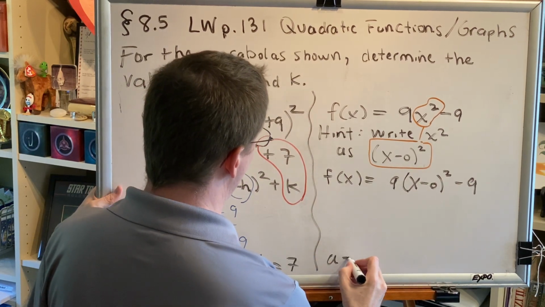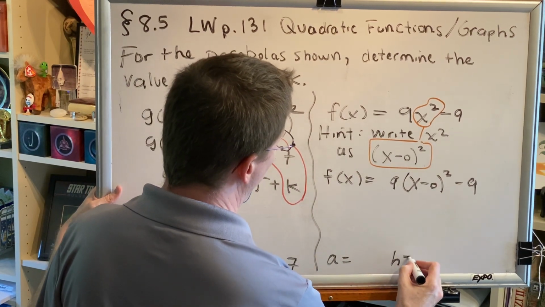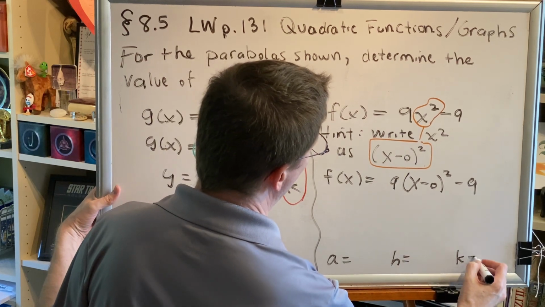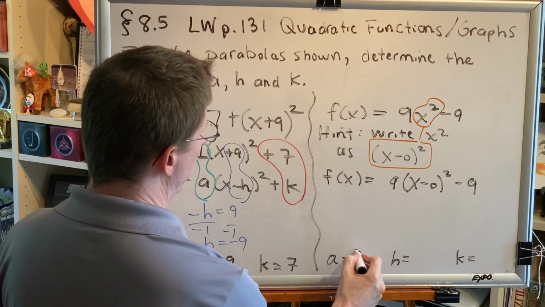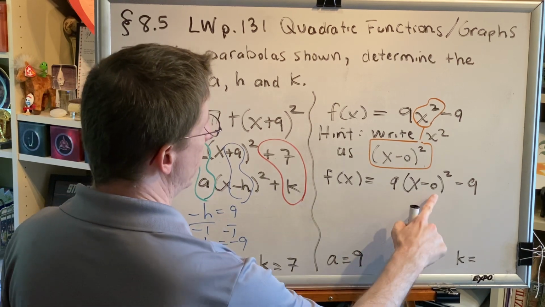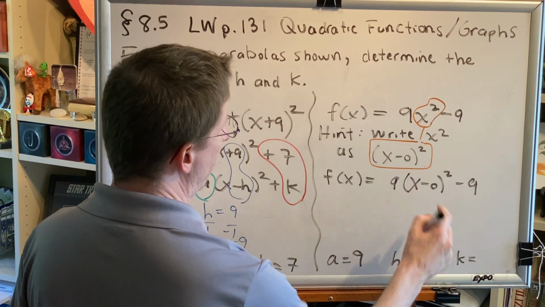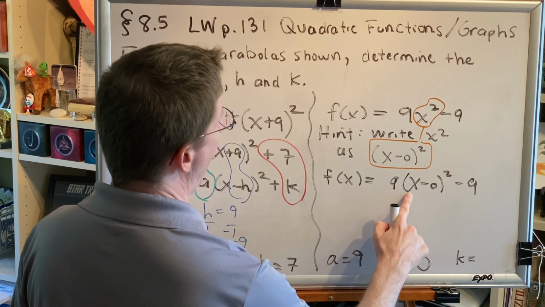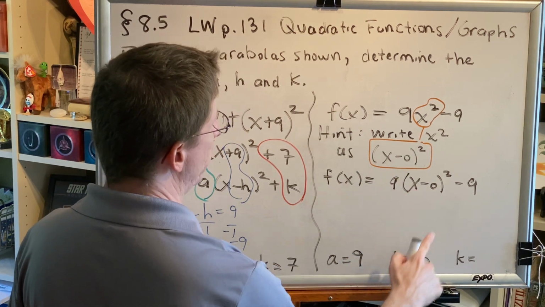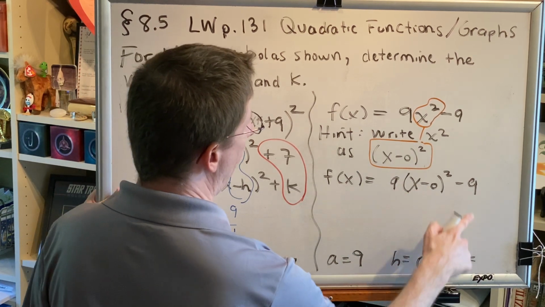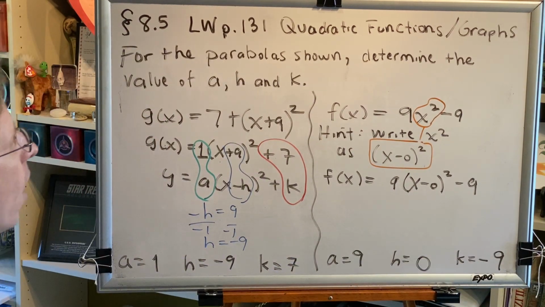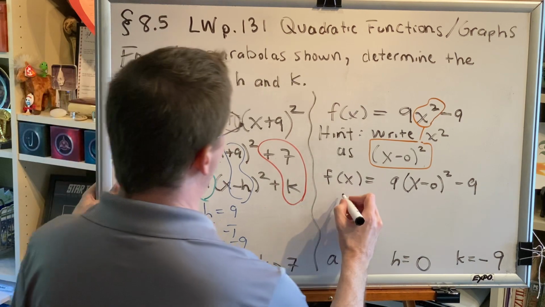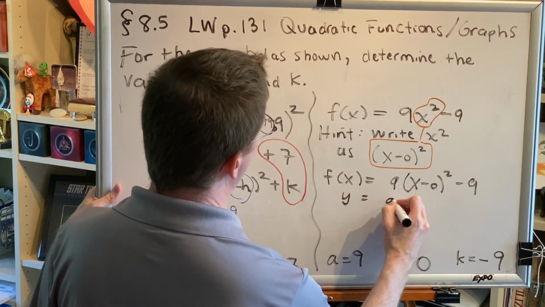And once we've written it in this form, it's very easy for us to see the values of a, h, and k. A is the number multiplying by the squared part, so that would be 9. H is the number inside the parentheses being subtracted, so that would be 0. X subtract 0. What did we subtract? 0. K is the number added or subtracted outside, so k is negative 9. All right, let's use the other method of finding a, h, and k.